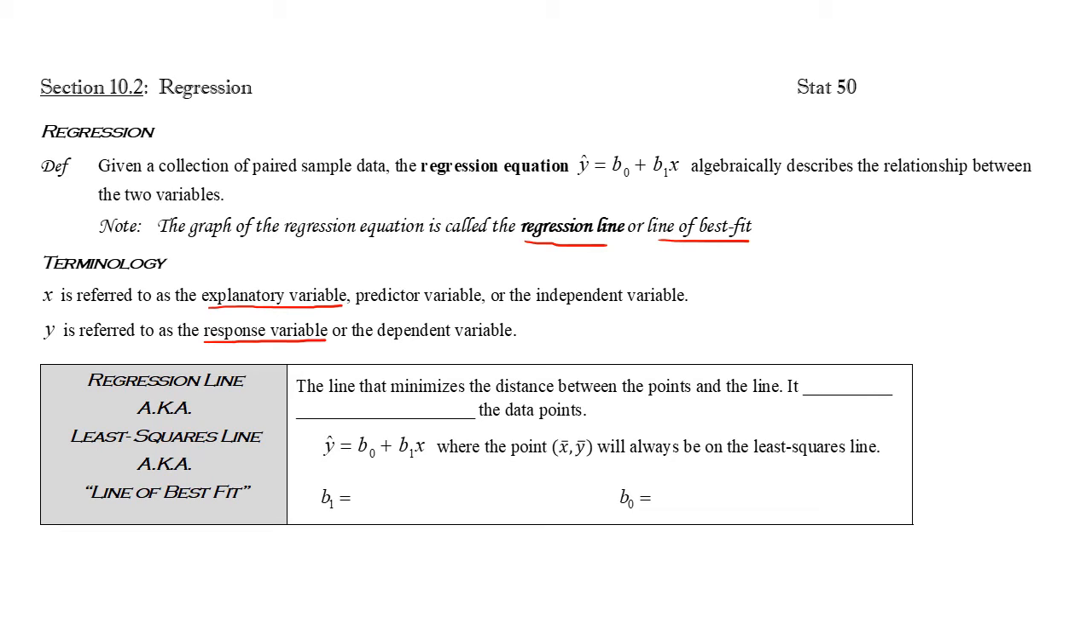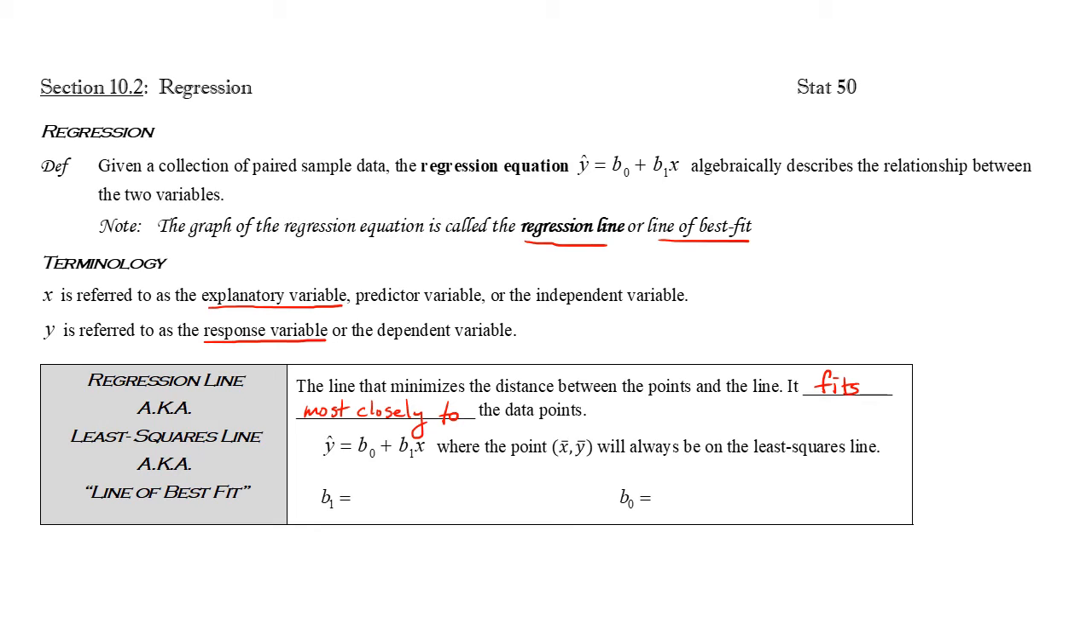So our line of best fit is going to be the one that fits the data most closely. I'll say it this way: the line that minimizes the distance between the points and the line is going to be our line of best fit, and it fits most closely to the data points. That's why we're calling it the line of best fit, because it's the best equation of a line that can match the data most closely.